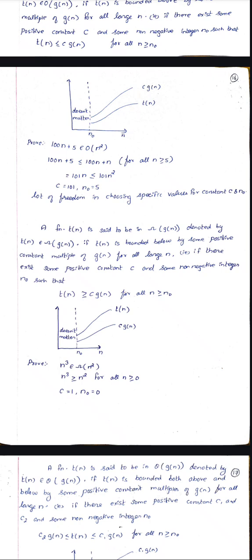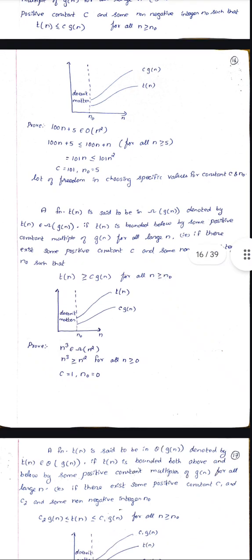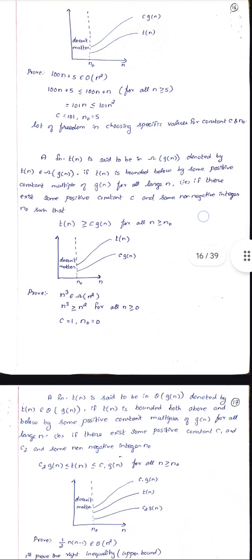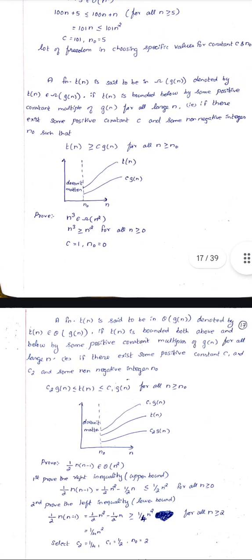Here c equals 101 and n0 equals 5, which gives a lot of freedom in choosing specific values of the constant. A function t(n) is said to be in big omega of g(n), denoted t(n) ∈ Ω(g(n)), if t(n) is bounded below by some multiple of g(n) for all large integers n.